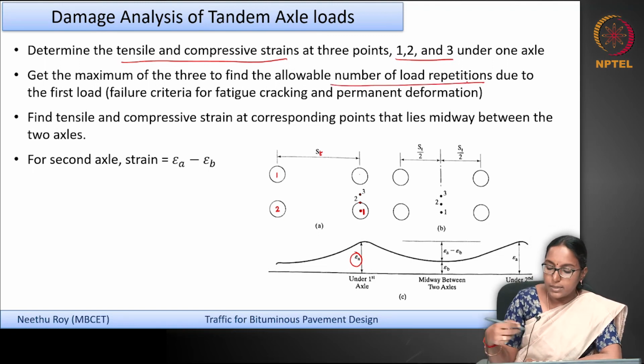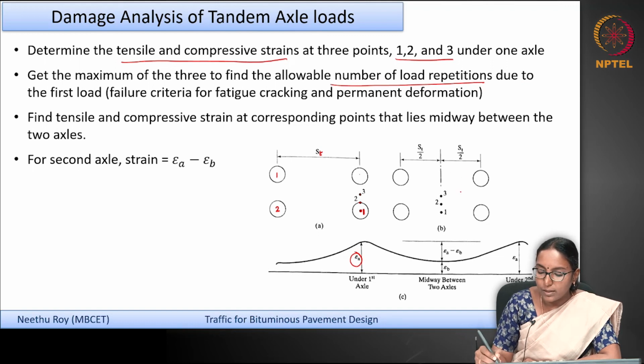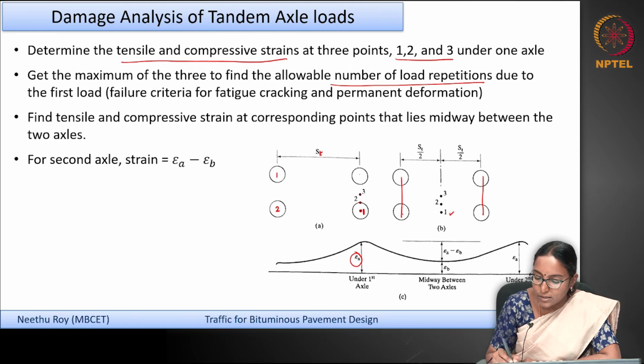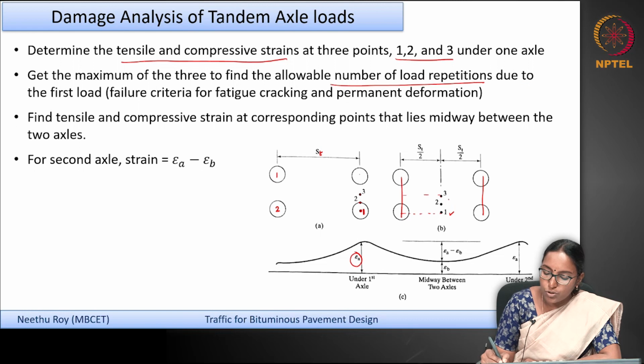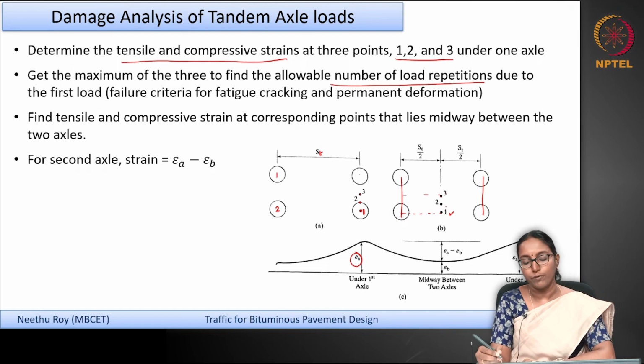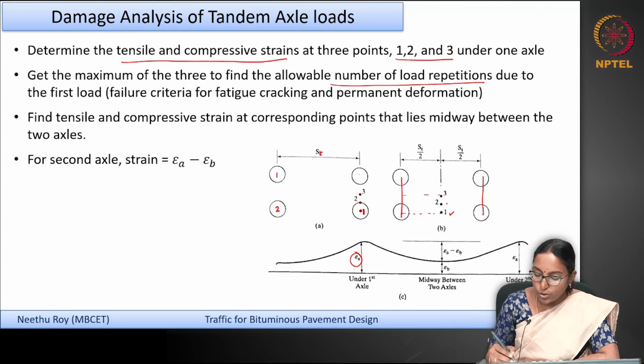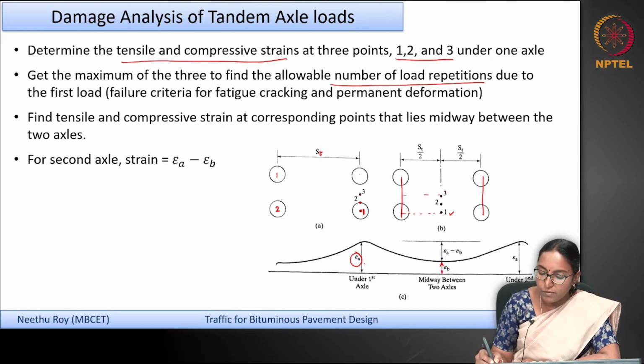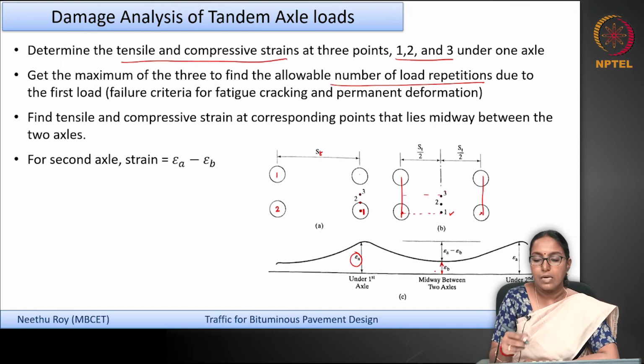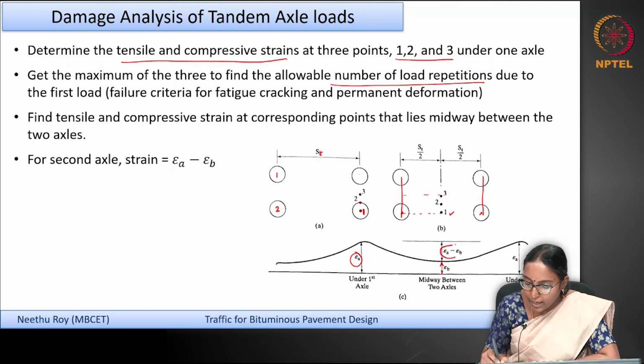Now, the second points that you have to consider are midway between the two axles. This is axle number 1 and this is axle number 2, and ST is the spacing between the two axles. Midway between them you have to find three points: one close to the center of the wheel loads, and the other midway between 1 and 3. You can choose 3 points, and at these 3 points also you have to consider the strains. At midway between the two axles the strain comes to be epsilon B, and you have the effect of the other 2 wheels as well, the effect of this wheel as well as this wheel. So, the axial strain that has to be considered for the computation of the allowable number of load repetitions is epsilon A minus epsilon B.